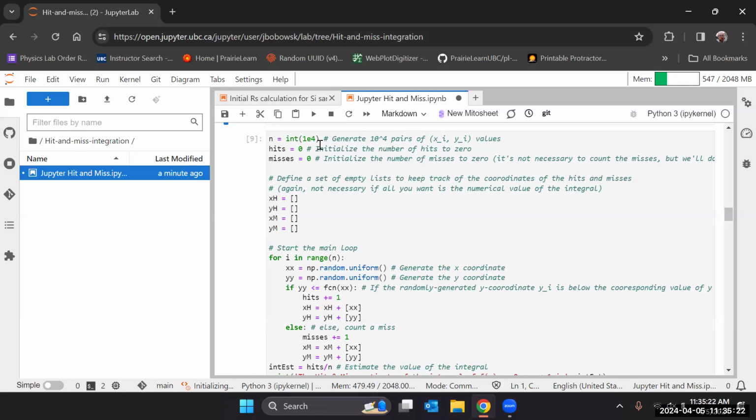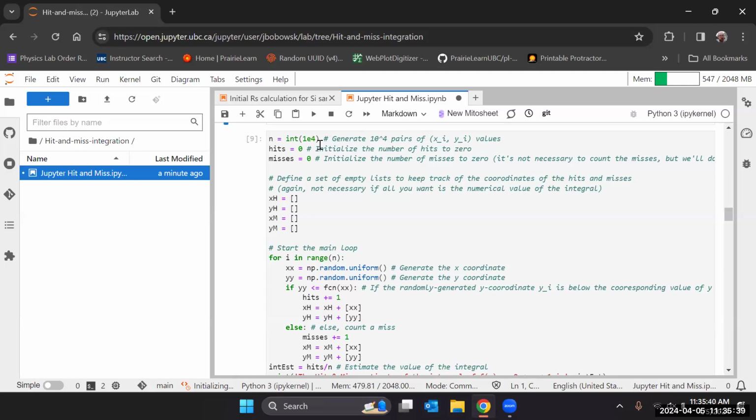And then this is where we generate our random numbers. So here's the x coordinate and the y coordinate. It's just inside a loop that goes 10,000 times. So we're going to generate these coordinates one by one, but we'll go over them 10,000 times.